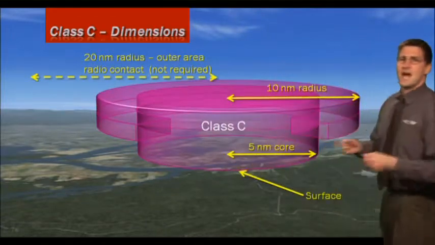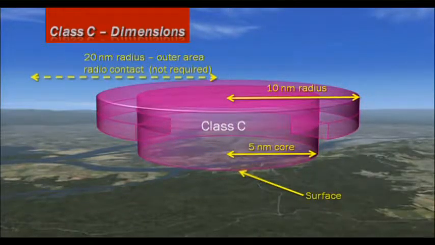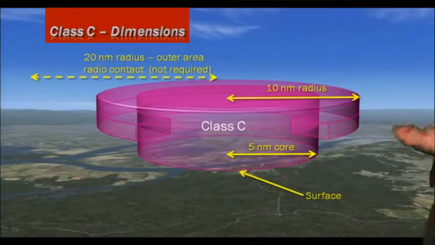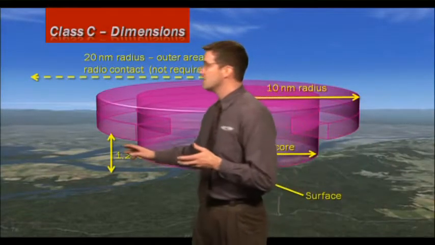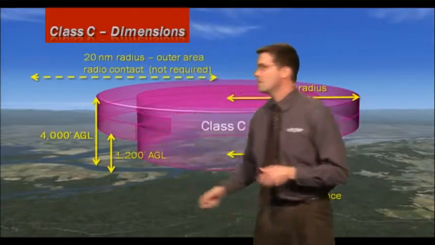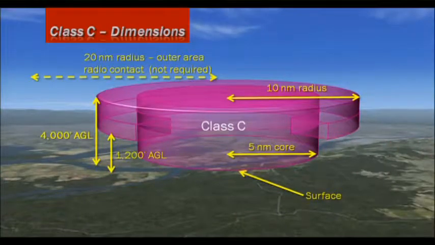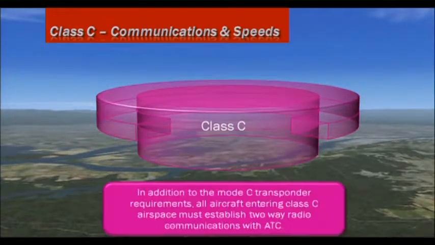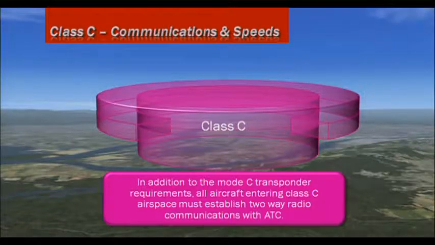Radio contact is not required when operating outside the Class C airspace, but it's a good idea to call approach control when you're in the outer area and let them know your intentions because there's a lot of traffic around the Class C airport. Now, the upper layer usually starts at 1,200 feet above the surface, and the ceiling is usually at 4,000 feet AGL. Remember, however, that the numbers on the chart show altitude in MSL, which is what you read off your altimeter in the cockpit. All aircraft must have an altitude reporting or Mode C transponder to operate in Class C airspace.